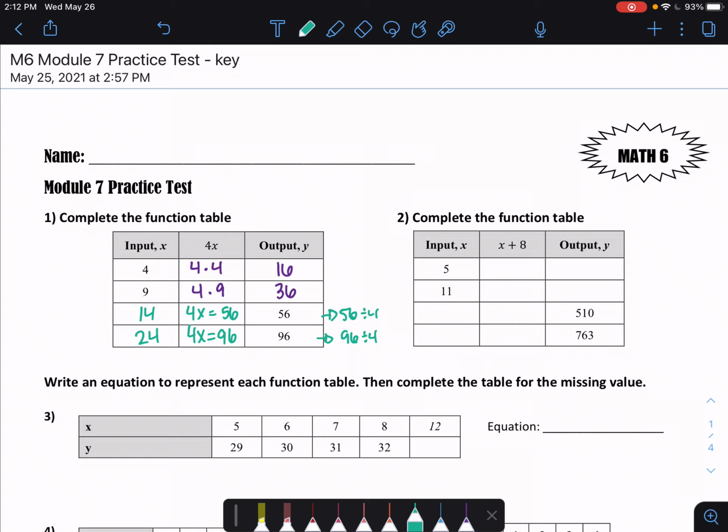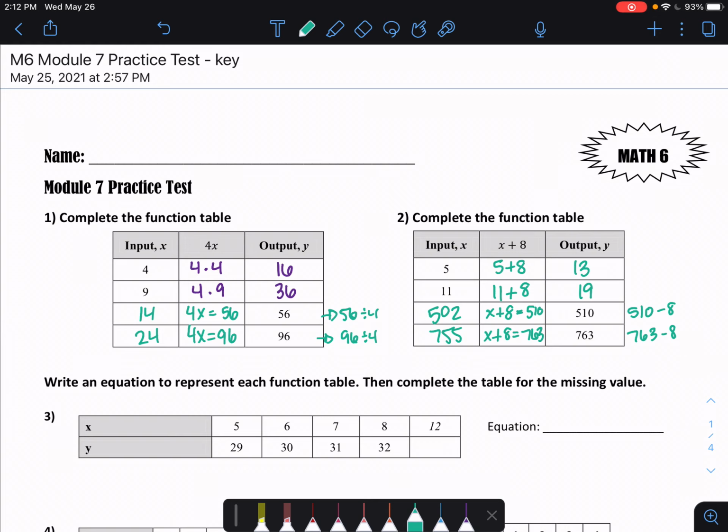In number 2, I'm going to do the exact same thing, only this time I'm using addition instead of multiplication. So for my input to output, I'm going to do 5 plus 8 is 13, and 11 plus 8 is 19. To work my way backwards, I'm going to have x plus 8 is equal to 510. So I'm going to do 510 minus 8, and I get 502. And then I'm going to do x plus 8 is equal to 763. So I'm going to do 763 minus 8, and I get 755.